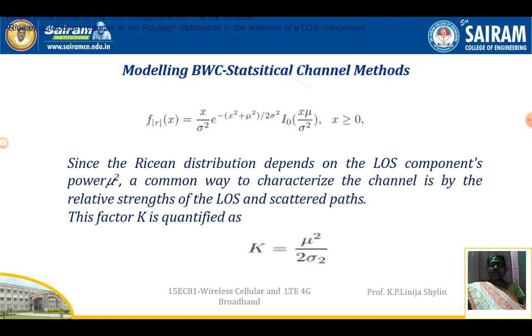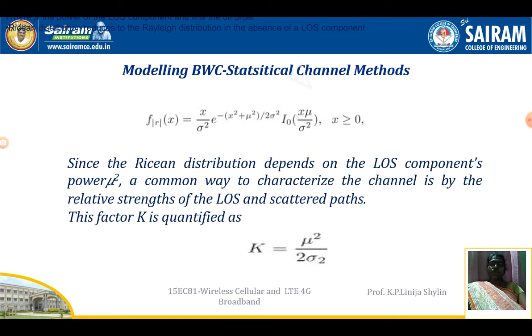Actually here we are taking it as a factor under the condition of x greater than or equal to 0, and we are very clear that the distribution depends on the line of sight component power, that is mu squared. Okay, and there is a common way we are going to characterize the channel, that is only by the relative strength of the line of sight and the scattered path. For that, we are using a quantifying factor that is called k.